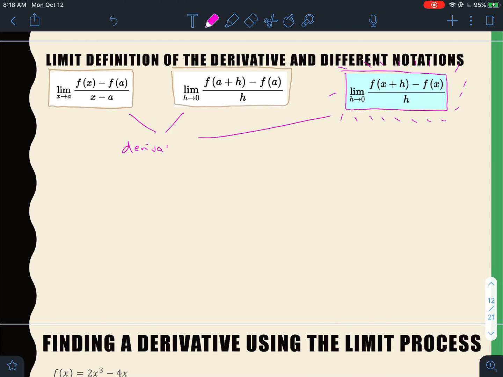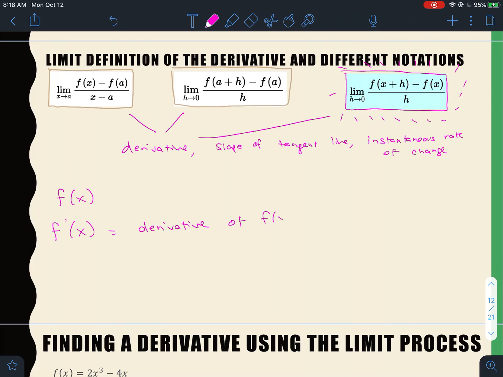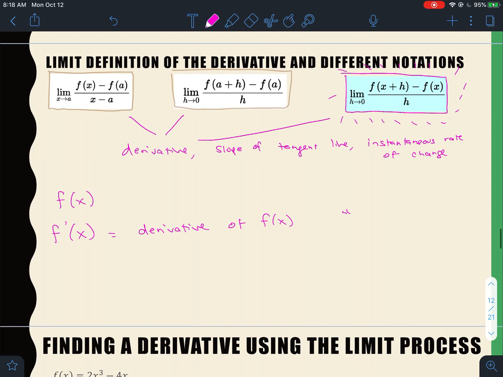So all of these are finding the derivative or the slope of the tangent line or the instantaneous rate of change of the function. They're all finding the same thing. And then we have some notations for the derivative. So if f of x is your original function, f prime of x is the notation we use for the derivative of f of x. So we call that f prime of x. That's how we would read that out loud. That's one way of doing it.